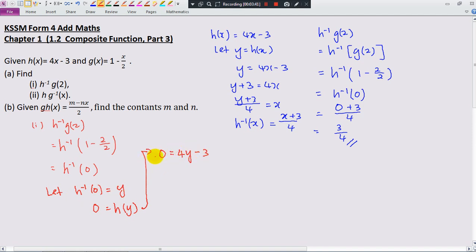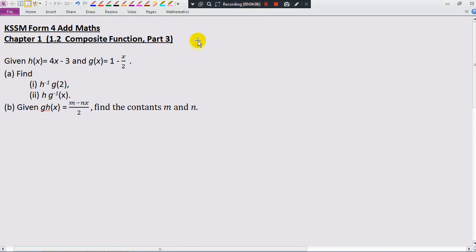Negative 3 becomes positive 3. Multiply becomes divide. 3 over 4 equal to y. What is y? y is h inverse of 0, right? It's equal to 3 over 4. Different method, but it will give you exactly the same answer. Okay, let's go to the second part.